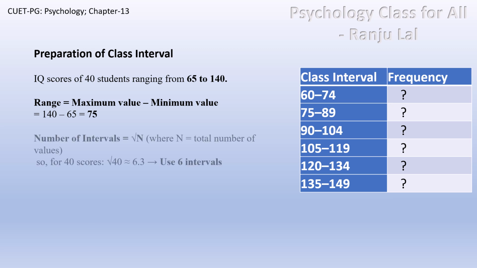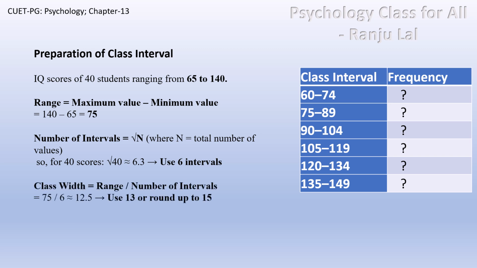The next step is to decide the number of class intervals. Typically it is 5 to 15. We'll use the formula: number of intervals is equal to the square root of n, where n is the total number of values. So for 40 scores, the square root of 40 is 6.3, so we'll use 6 intervals.